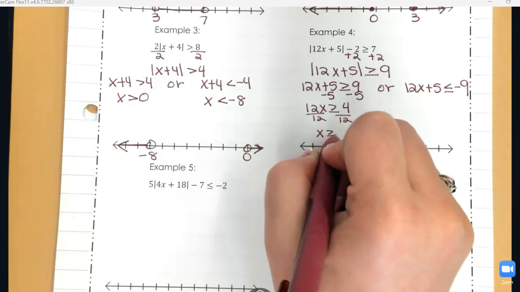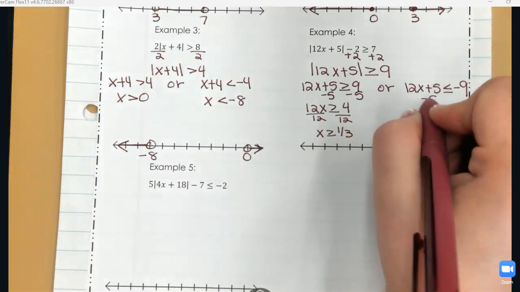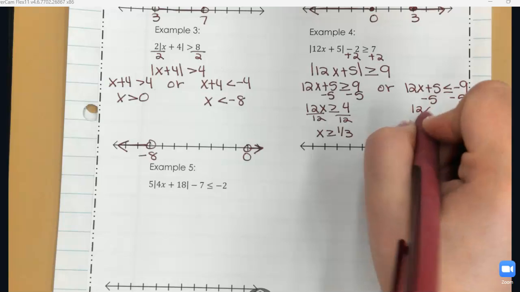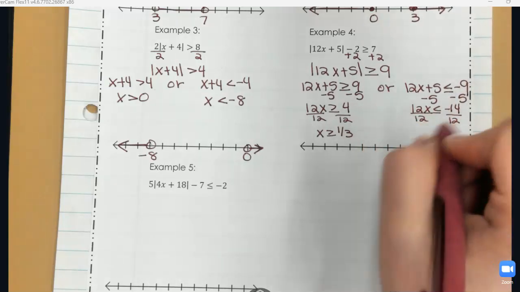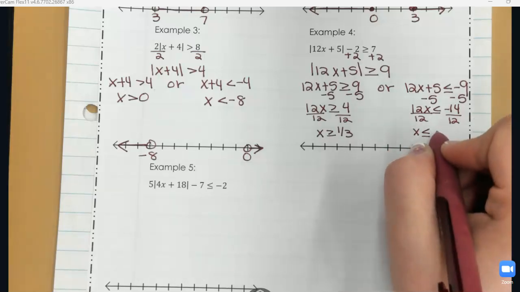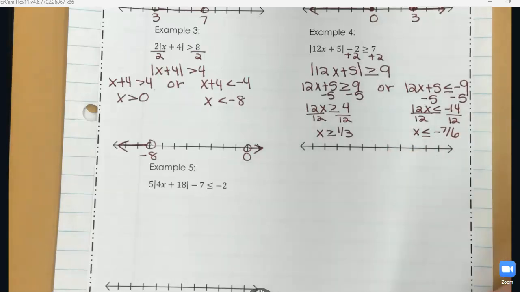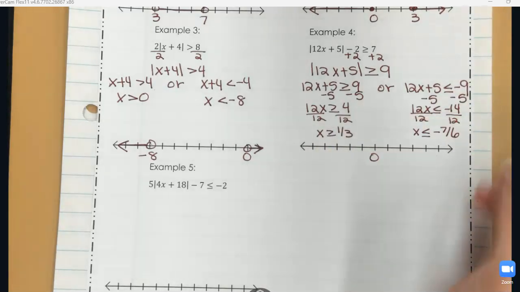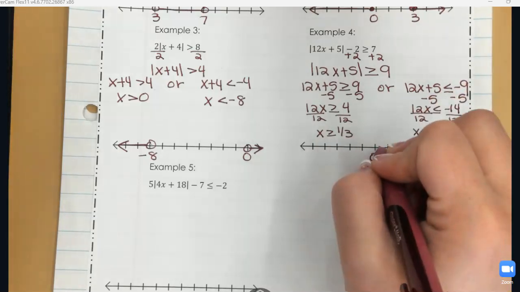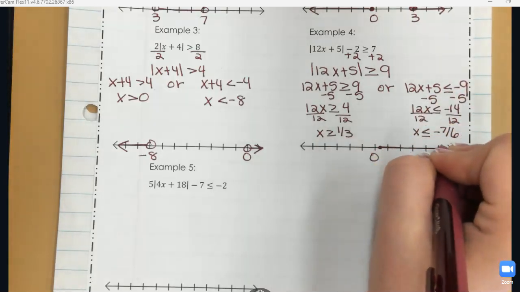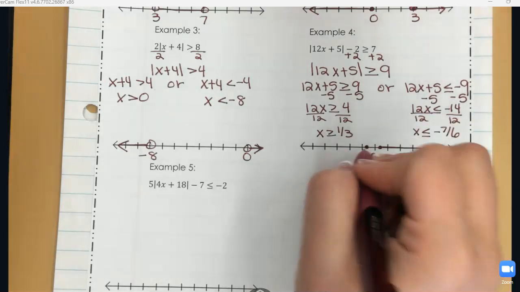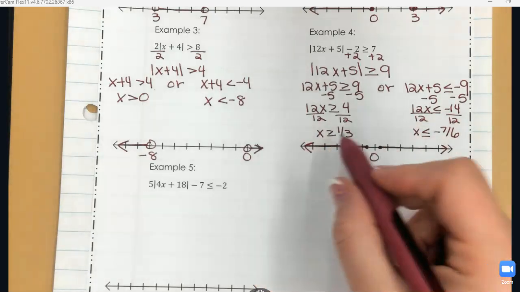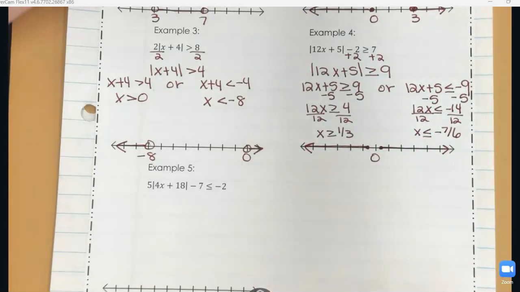So on this side, x is greater than or equal to 1/3. On the other side, I'm going to subtract the 5 and divide by 12. And on that one, x is going to be less than or equal to negative 7/6. So I've got two fractions, and I'm just going to try to eyeball them, starting with 0, x is greater than or equal to 1/3. So there that is, and then x is less than or equal to negative 7/6. I'm just going to eyeball that. And they both get closed circles because my inequalities are underlined.